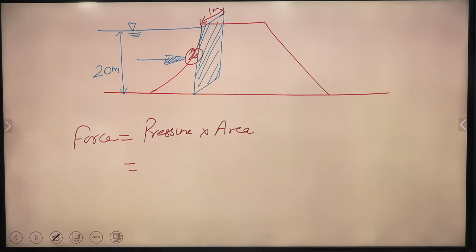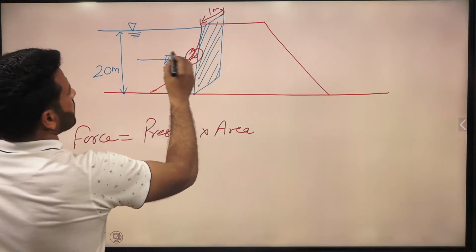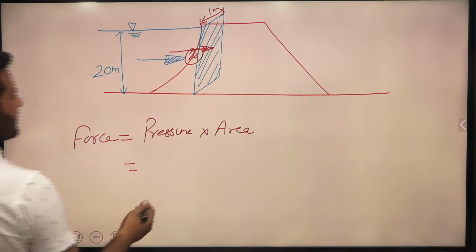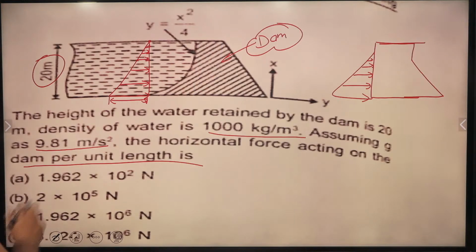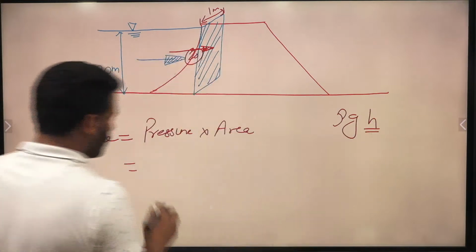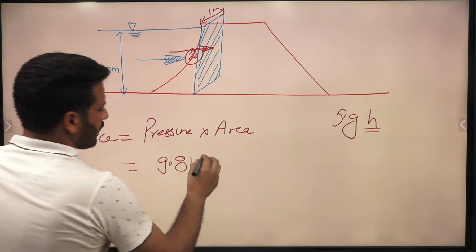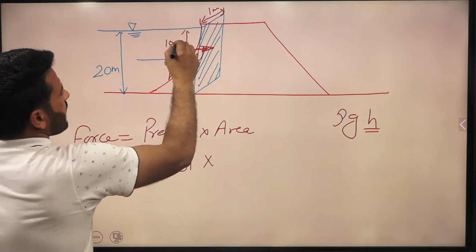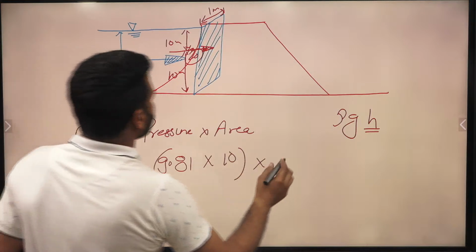Okay. So what will be the pressure? The resultant pressure that you have to consider here will act somewhere here. The density of water is given to us. So it is rho g into h. Rho g is nothing but 9.81 kilonewton per cubic meter. Since we have a rectangular formation, h will be 10 meter, so multiply this by 10 into area. What will be the area? 20 into 1 will be your area.